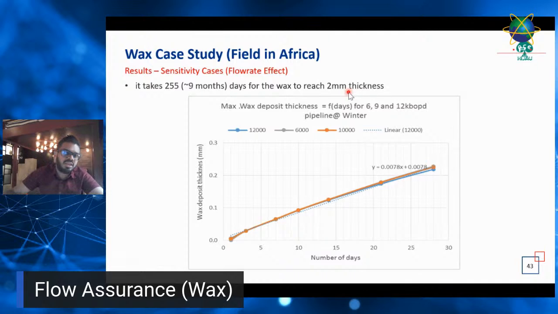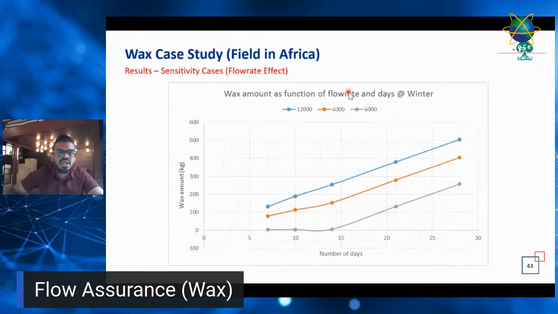The only criterion we can use now is to check the pressure drop across the pig, which we need to maintain below 3 bar. That's the criterion that we can use. So this is at different flow rates. At a higher rate, of course, your deposition will be higher. Sorry, this should be 8,000, not 6,000. 8,000 and 6,000.